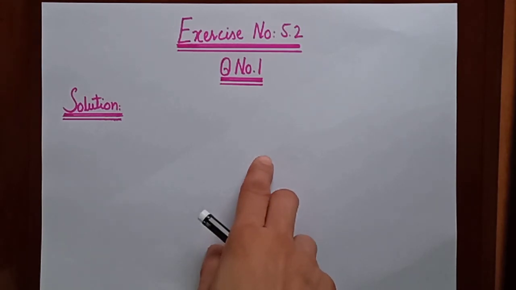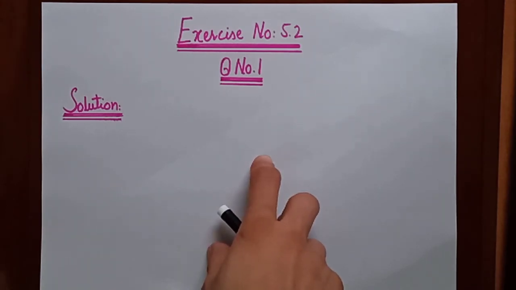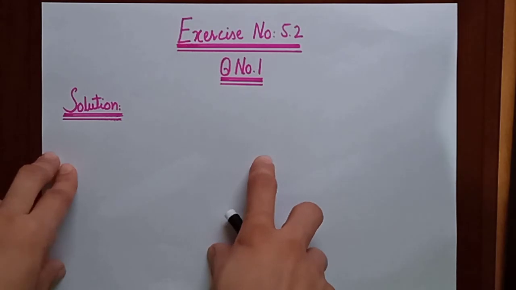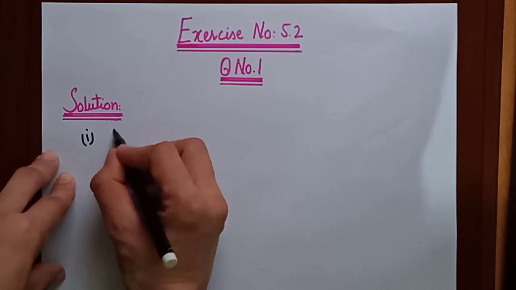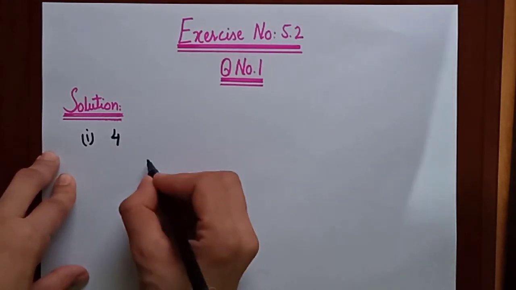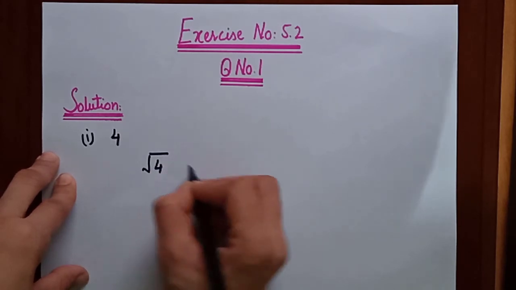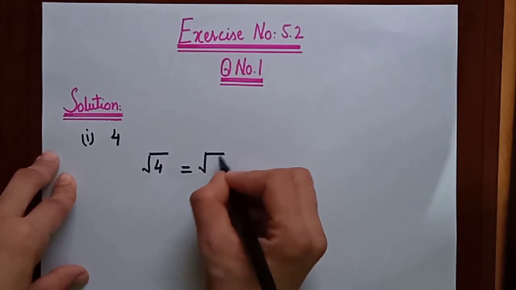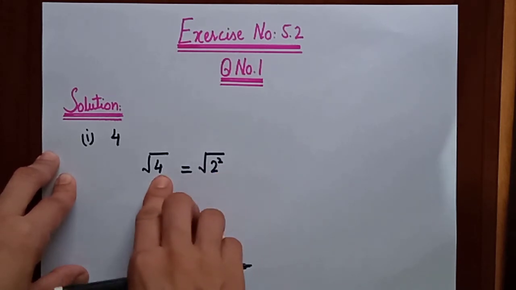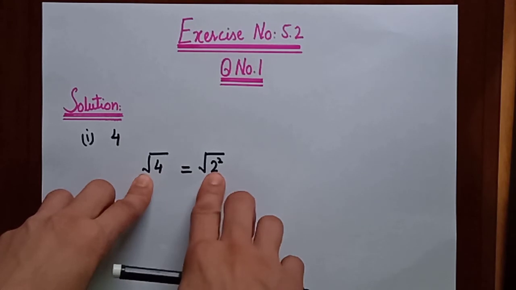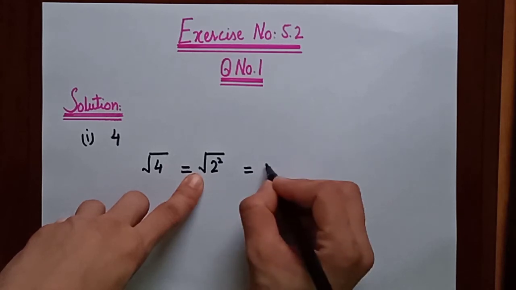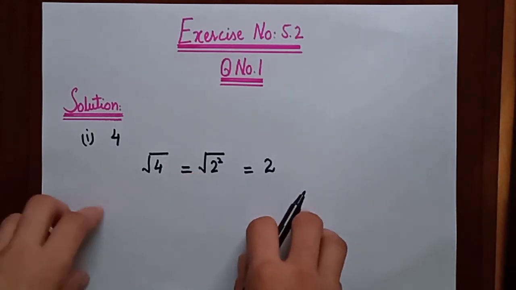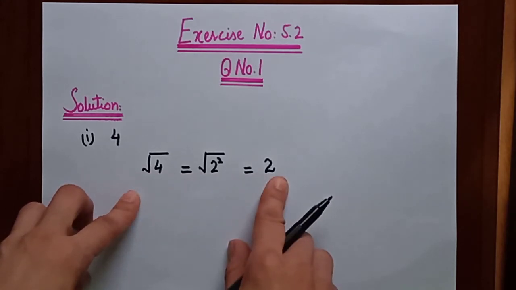Exercise 5.2. Question number 1 is, boys, find the square roots of the following numbers. Now we consider the odd number parts here. First part is, we have to find the square root of 4. So square root of 4 means square root of 2 square, because 4 is the square of 2. Okay, so square root is cancelled, so the value is equal to 2. Square root of 4 is equal to 2.